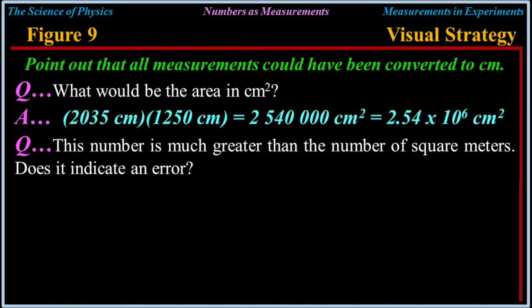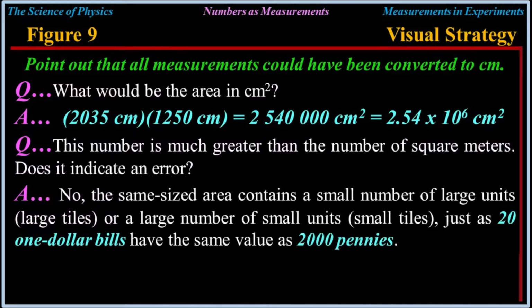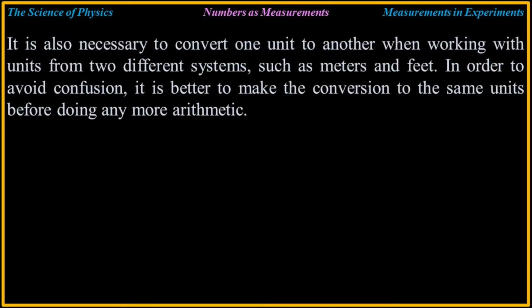This number is greater than the number in square meters. Does it indicate an error? No. The same sized area contains a small number of larger units, large tiles, or a large number of small units, small tiles, just as $21 bills have the same value as 2,000 pennies.